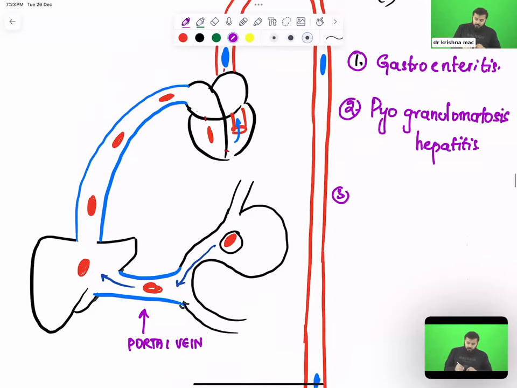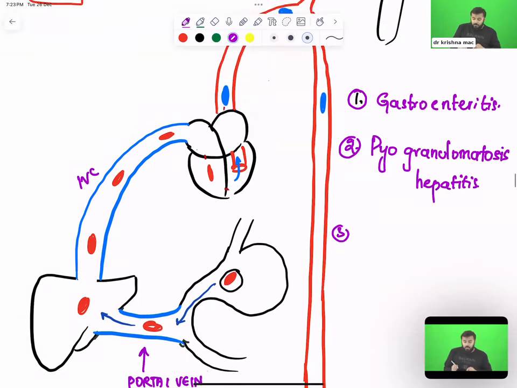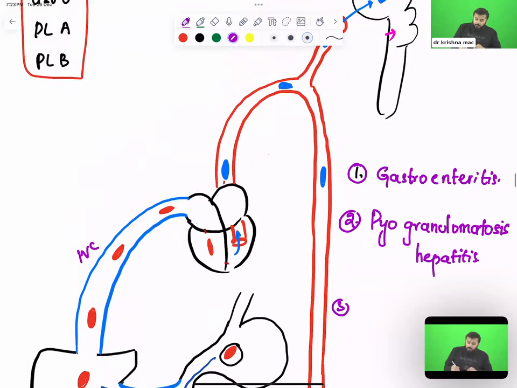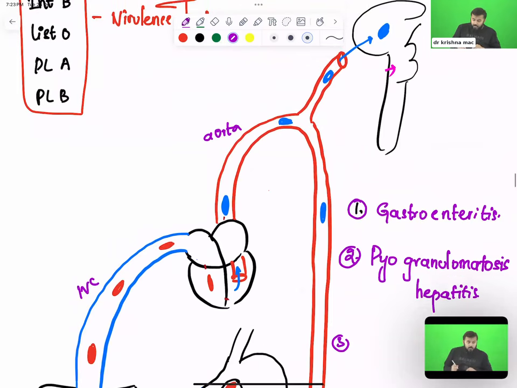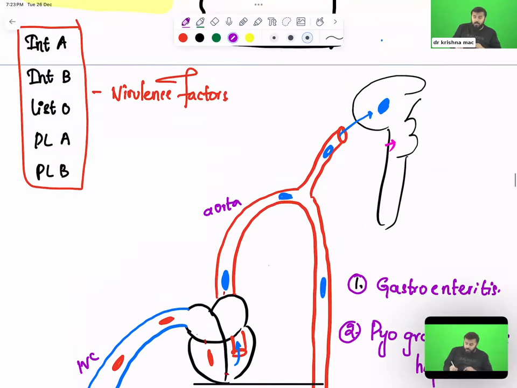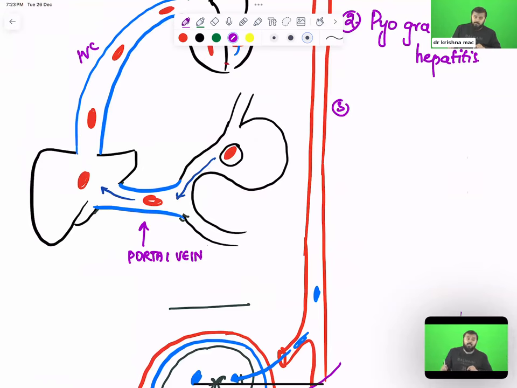Third important thing: from the liver, where is it going? This is your inferior vena cava, which is draining into your right atrium. Okay. From the inferior vena cava, it is entering into your heart. From the heart, it is entering all the way into your aorta. From the aorta, it is reaching through the cerebral arteries into your brain. Once it enters your brain, it causes meningoencephalitis.